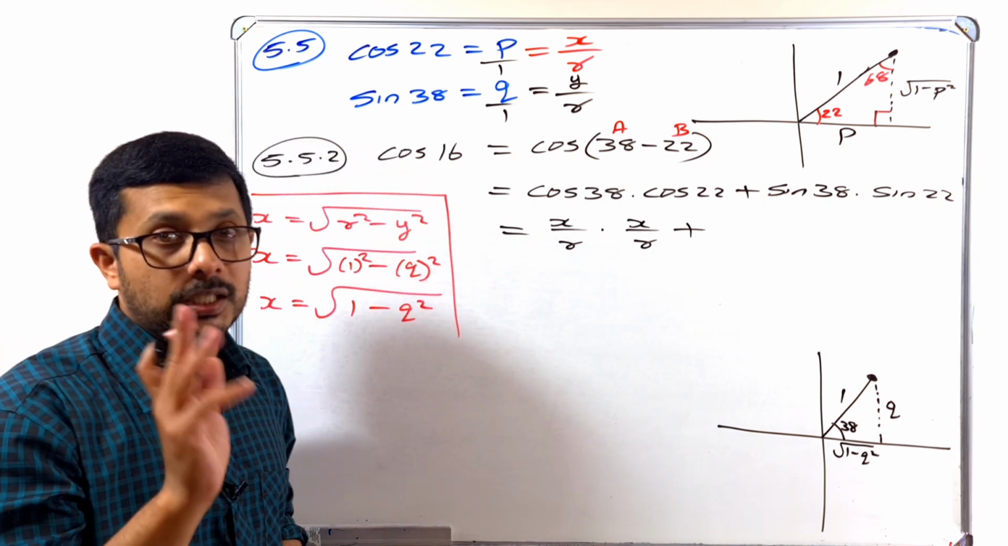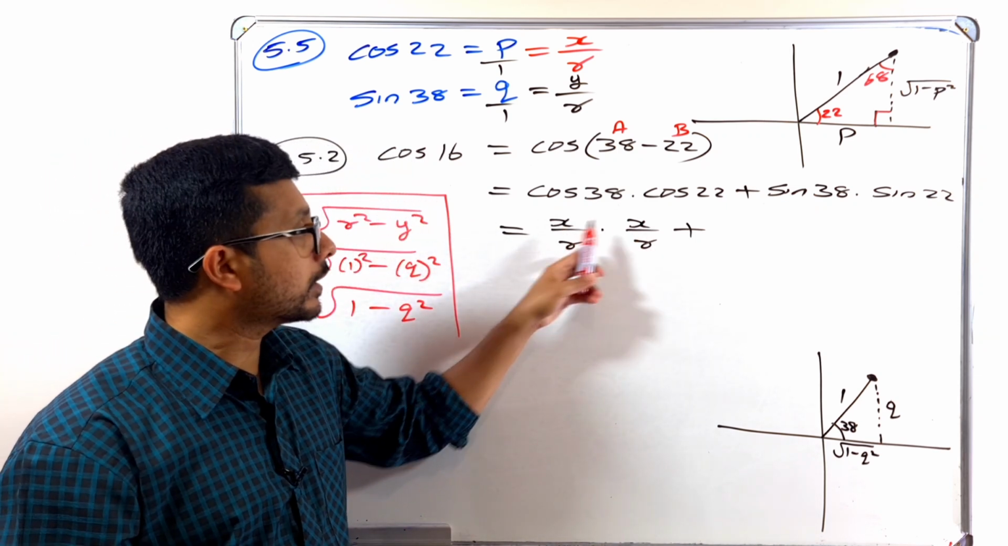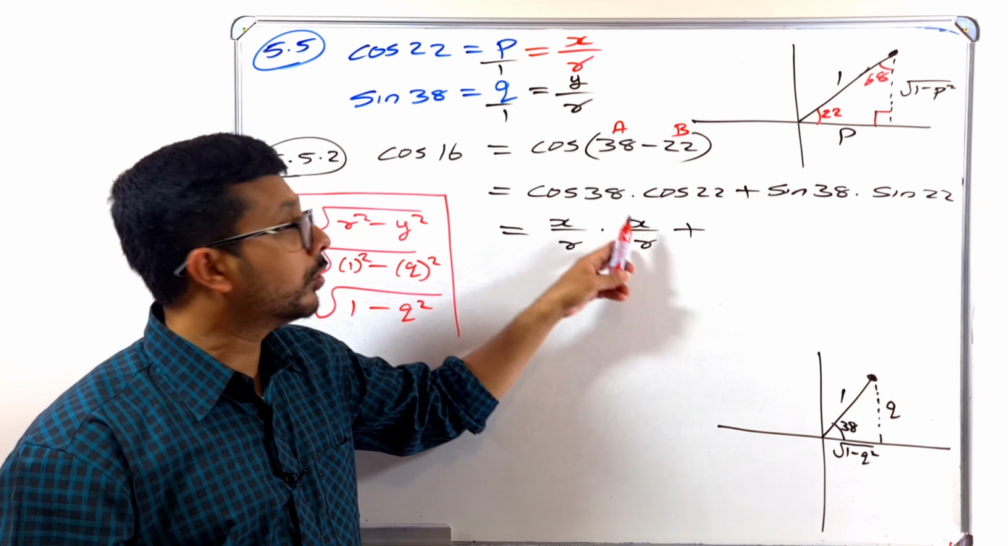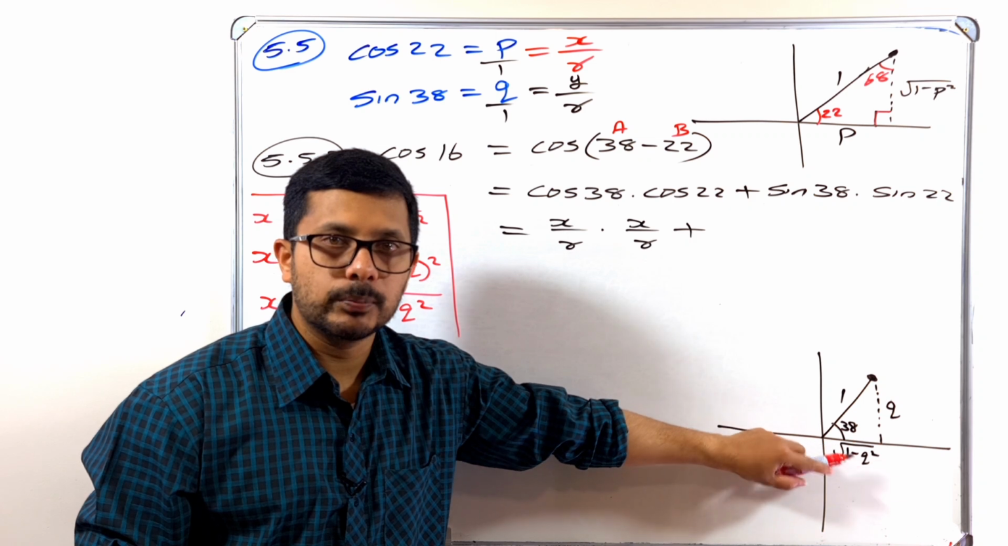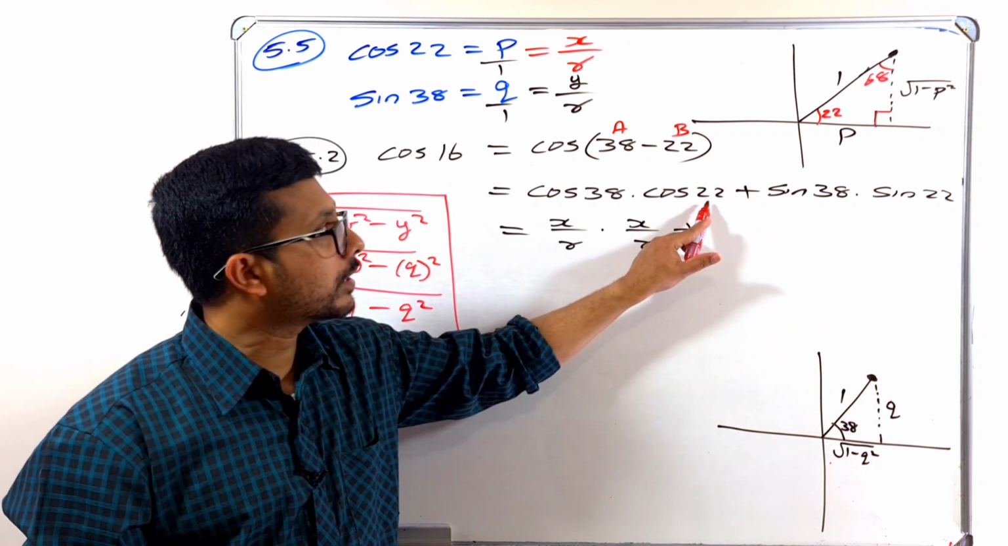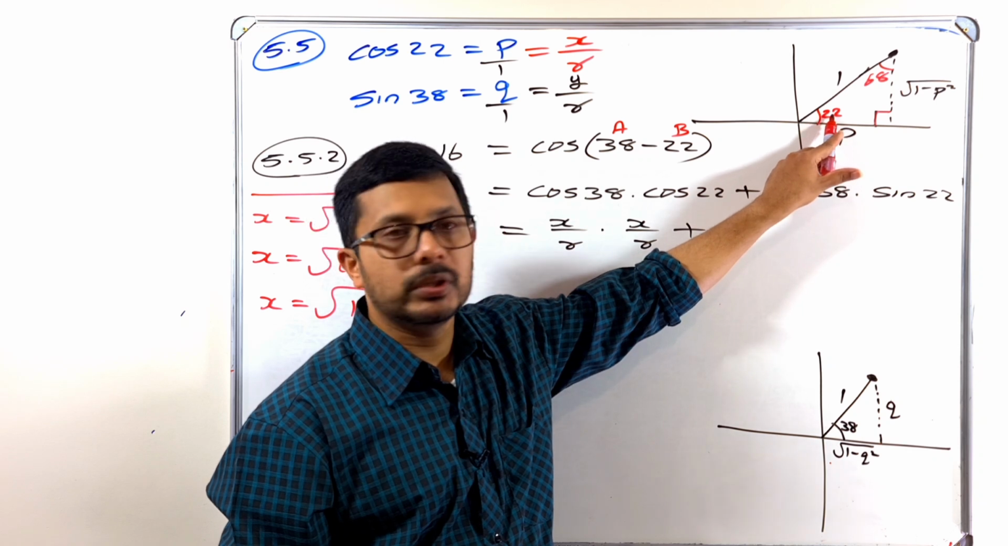Don't be confused here. It's very important. If you write it like this, don't make a mistake. This x and this x are different, because here what is the angle? 38. That means we are supposed to write based on this one. Here what is the angle? 22. That means there you are supposed to write based on this angle.